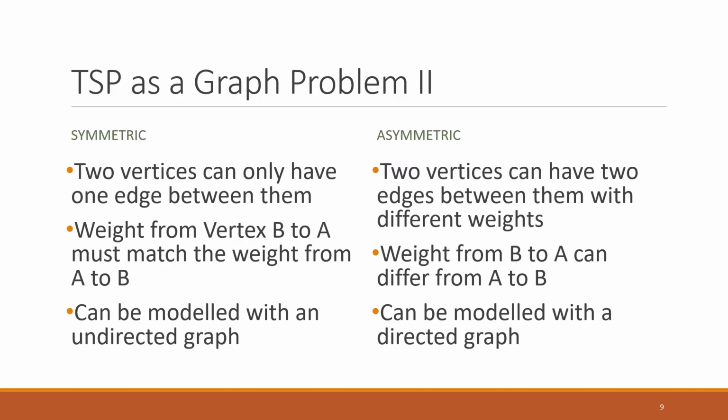There are two main types of TSP that slightly change the graph setup. We have symmetric and asymmetric. In symmetric TSP, two vertices can only have one edge between them. Therefore, the weight from vertex B to A must match the weight from A to B. This can be modeled with an undirected graph.